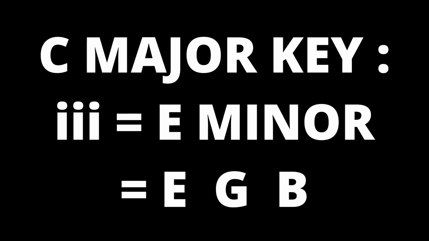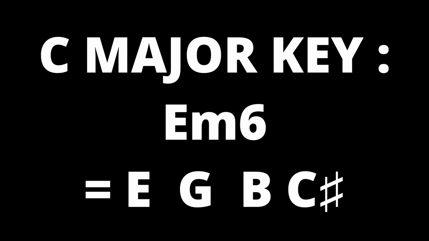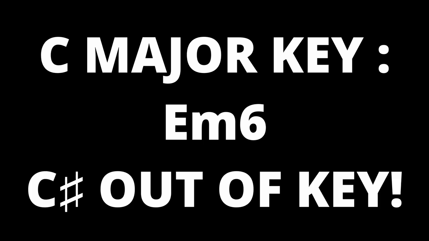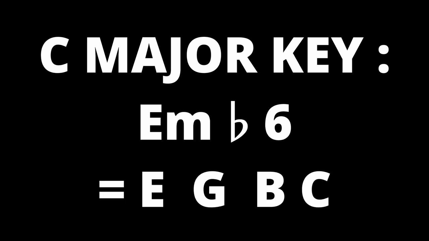The 3 chord is E minor. E minor has the notes E, G, and B. E minor sixth has the notes E, G, B, and C sharp. The sixth note here is not in the C major scale, so we need to drop it by half a step or a semitone. This gives us the E minor flat sixth with the notes E, G, B, and C. This is also true of the 6 chord.